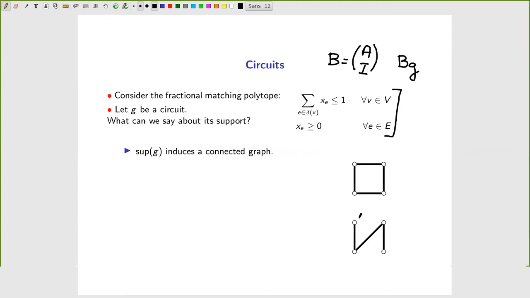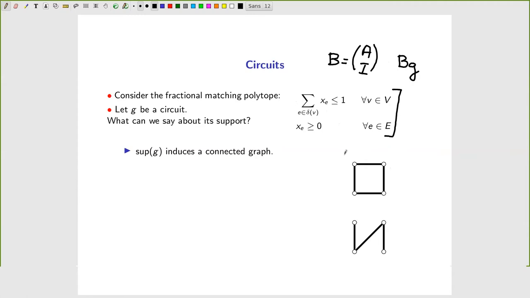Now, when I do that, I also have to be careful. If I look at each row in here, if I have a non-zero value, this has to stay non-zero. If I have a zero value, this has to stay zero. Otherwise, I would change my support with respect to BG.